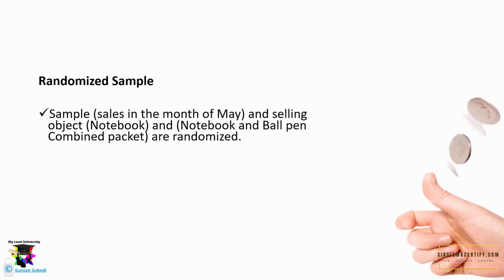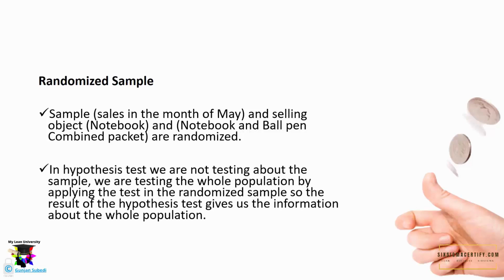In this case, the sample, that is sales in the month of May, and selling of the object, notebook and ballpen combined packet, are randomized because these are not affected by the intuition of both Jack and Jill. One thing to understand is, in hypothesis stage, we are not testing the sample. We are testing the whole population by applying the test on the randomized sample so that the result of the hypothesis test gives us the information about the whole population.